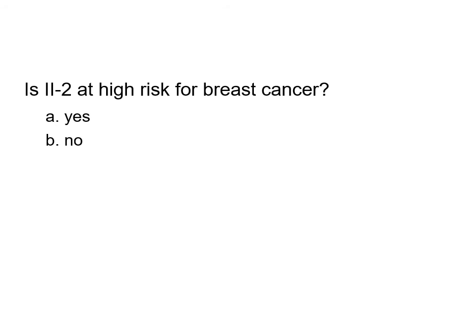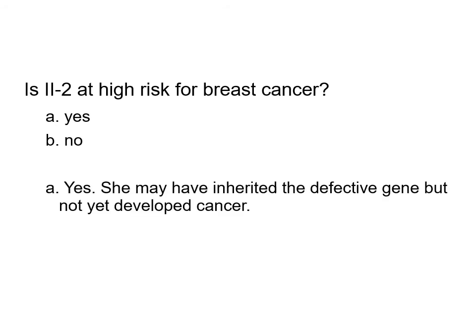Okay, is 2-2 at high risk for breast cancer? I would say yes, because her sister has the disease. She may have inherited the defective gene, but not yet developed it, because we have penetrance issues too. Some people will never develop it, but others will, and the age at which they develop it may vary. So she may not have developed it yet, but she may still. Or she could have inherited the wild type allele. We just can't tell.